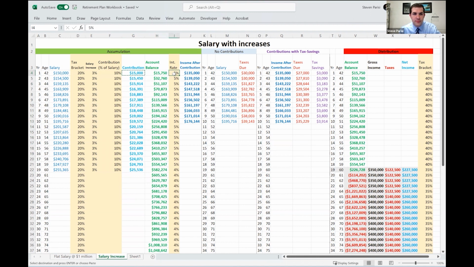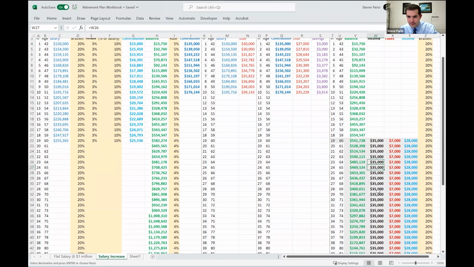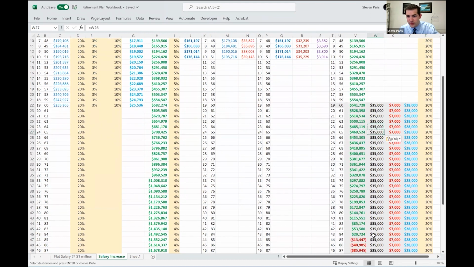Interest rate, same thing, income after contribution, 135. The reason why, salary was 150, deducted $15,000. I've got 135 left over. Obviously, they're not going to be able to pull out $350,000. Close to 35K per year.